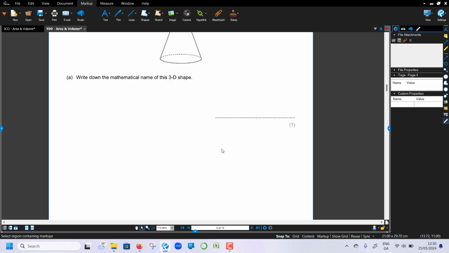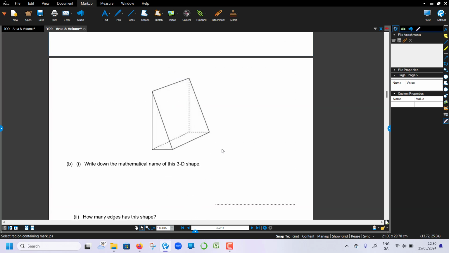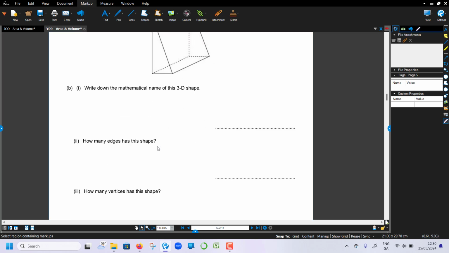That's it. Will I do another one? That's a cone, by the way, just in case you don't know. The mathematical name of this shape. So you could say it's a triangular prism, or a right angle triangular prism, or a right triangular prism.